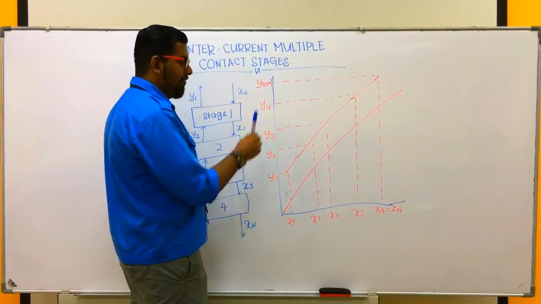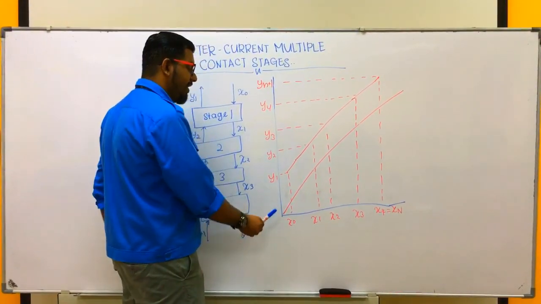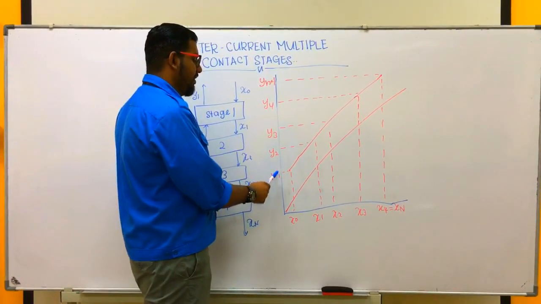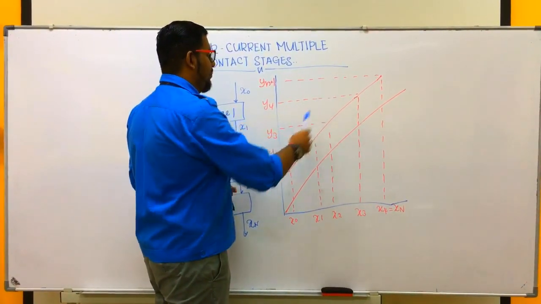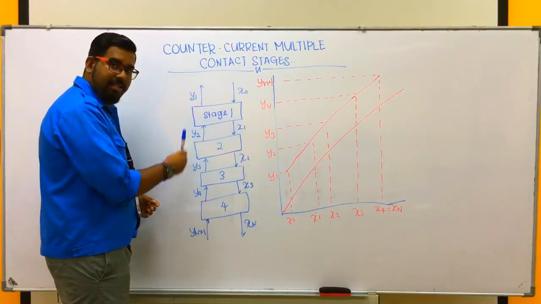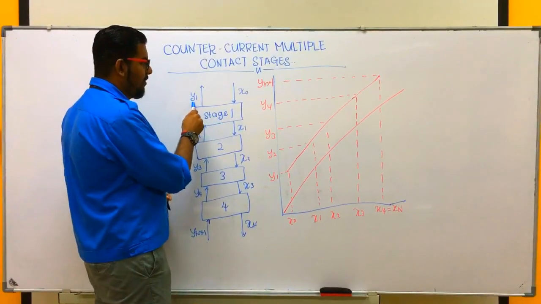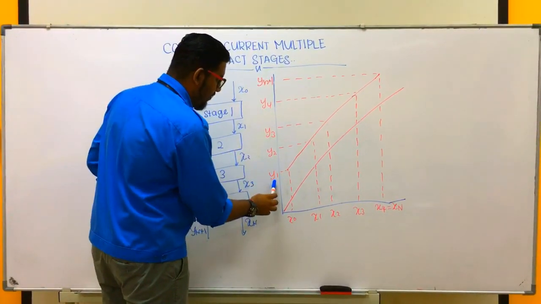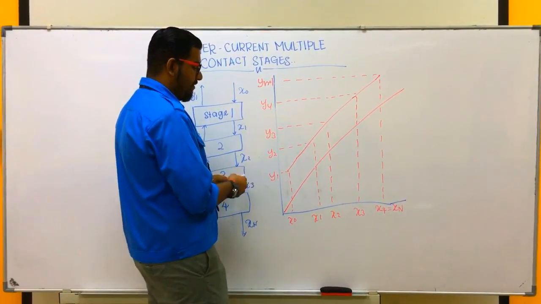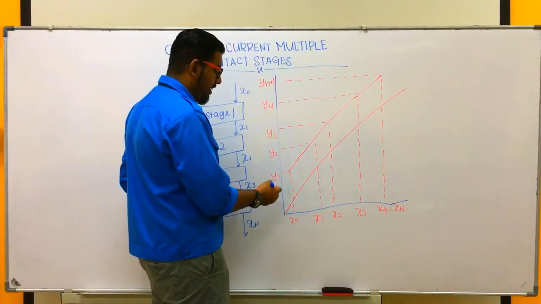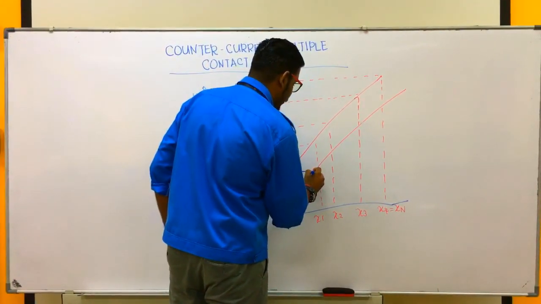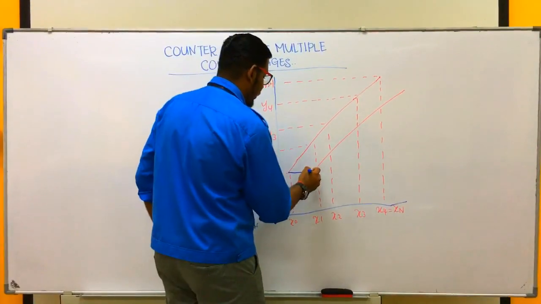The most important things in the graph are the equilibrium line, which is at a 45-degree angle, and the operating line, which is in between y1 and yn plus 1. The dotted line is created from the theoretical stages, which is y1 x0, y1 x0, and so on. So from here we can create the actual number of stages, from the operating line to the equilibrium line.